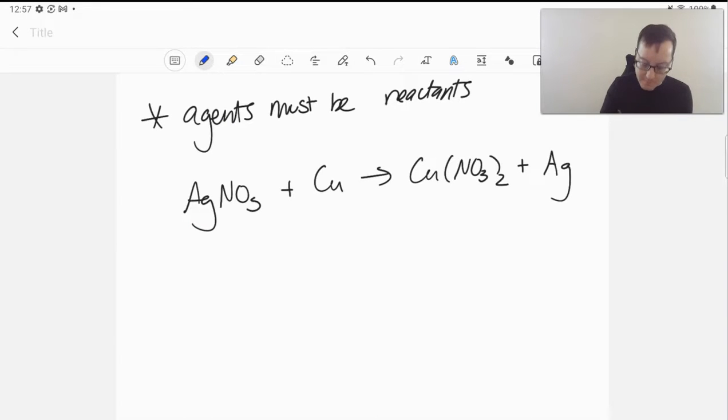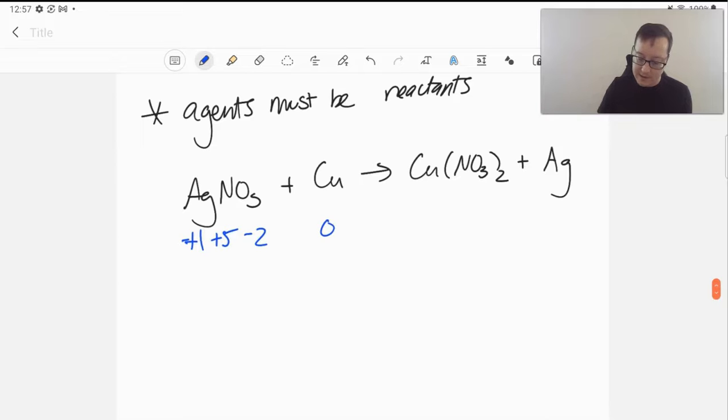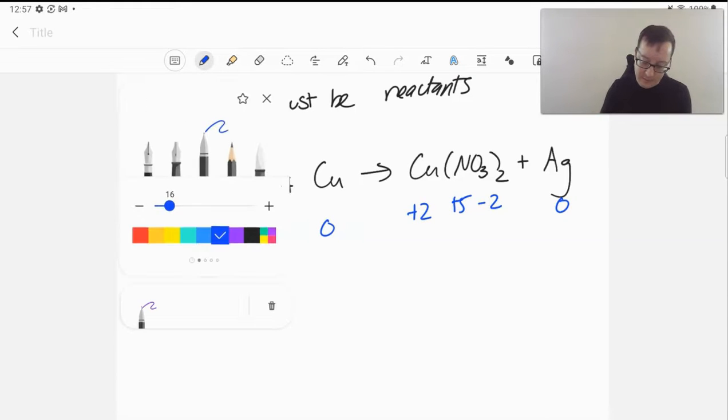And now that we're back, perhaps you should get the following. Ooh, that should be a plus. Silver is +1, nitrogen's +5, and oxygen is -2. Copper is 0, because it's by itself. We have copper is +2 now, +5, -2, and then 0. So these are the oxidation states you should get while doing them yourself.